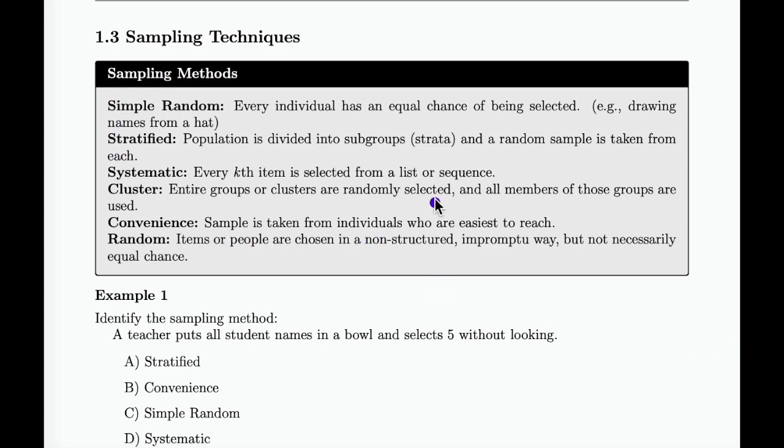So looking at our definition box, I have some of the basics here. The first one is simple random sampling. In my opinion, this is the most ideal way to sample because every single individual in the population has an equal chance of being selected. So think of it as like putting names in a hat, and everybody has an equal chance of being picked. That is a simple random sampling method. It's fair, it's unbiased, it's statistically sound.